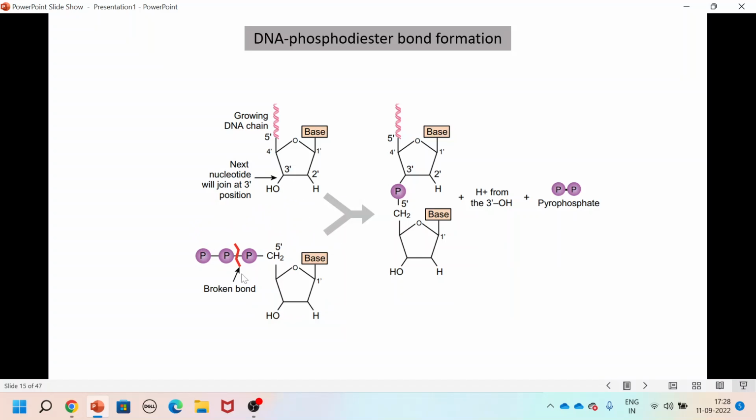So when the next nucleotide comes, firstly the bond breakage happens, leading to the release of the pyrophosphate, and this monophosphate and nucleotide base binds to the previously added nucleotide base, thus leading to the formation of the complete DNA strand. And this bond, which is formed between the 3' OH and the 5' phosphate group, is the phosphodiester bond.